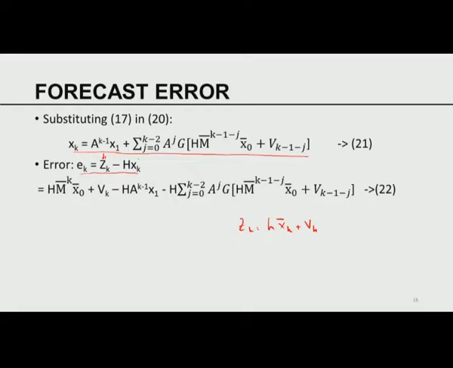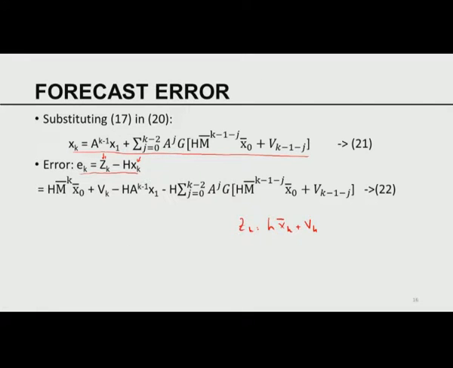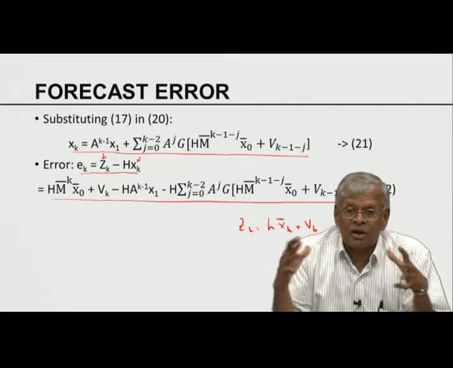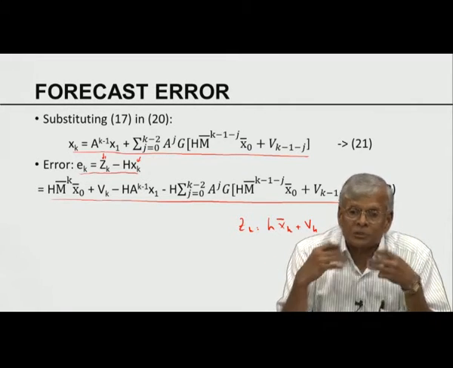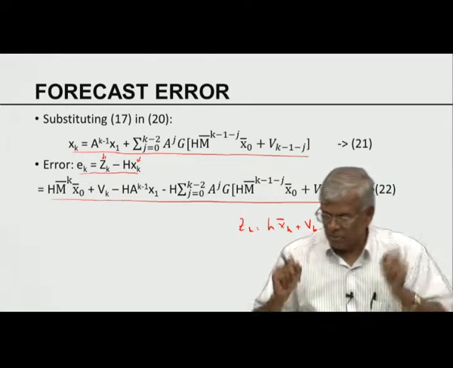I have already computed xk in the previous slide. Let us look at it once more. That is equation 20. So substituting all these things, what do I get? I get an explicit expression for the forecast error in the nudged model. Why is that? If I want to be able to compute the forecast error covariance, the serial correlation, I need to be able to get an explicit expression for the forecast error itself. That is the first step, and that is what we have accomplished.